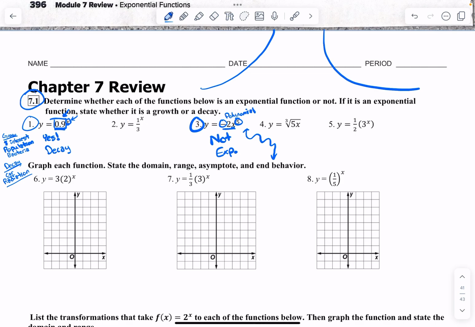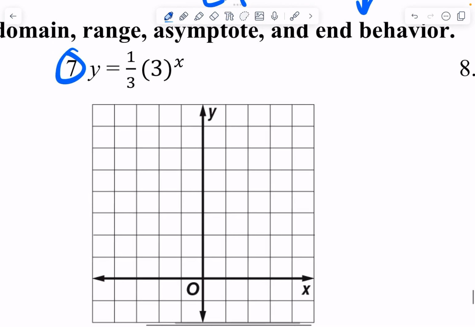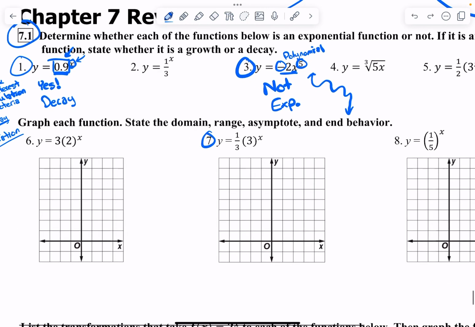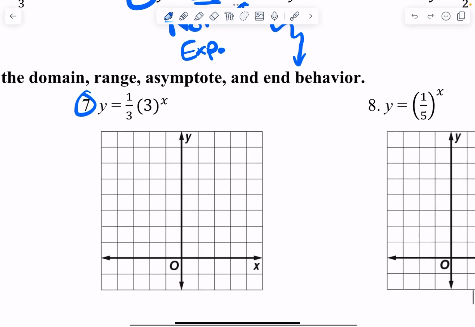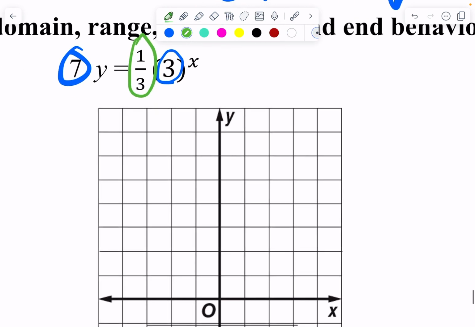Let's go on to number 7, because it has a fraction, and that's the tricky part. This is an exponential function because the exponent is x, but they're asking us to graph the function and state the domain, range, asymptotes, and behavior. So we have lots to do. This is going to be a growing function because we're multiplying by 3 every time. The 1/3 out in front just tells you where you're starting from. It doesn't make it a decay function. We're still multiplying by 3 every time, just starting with a really low number.